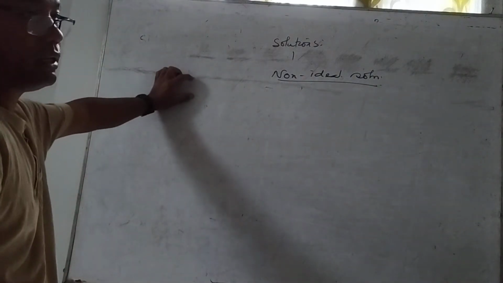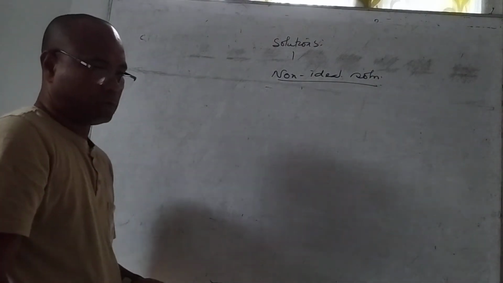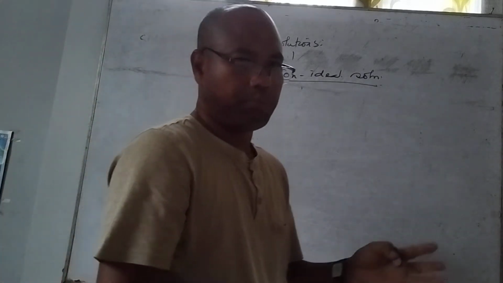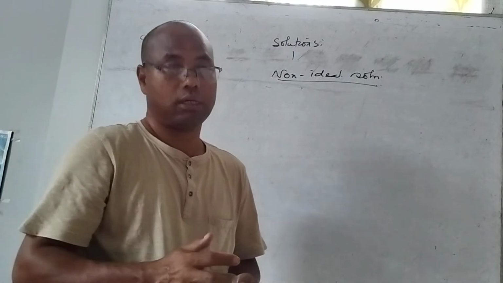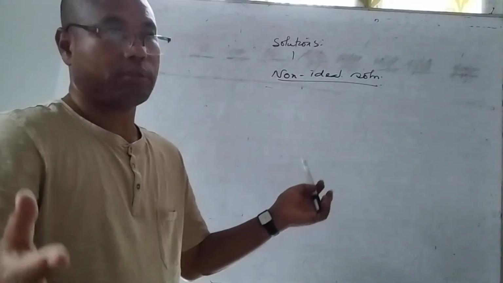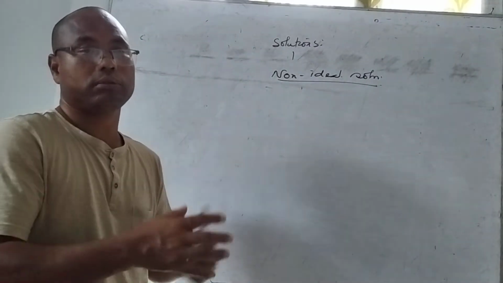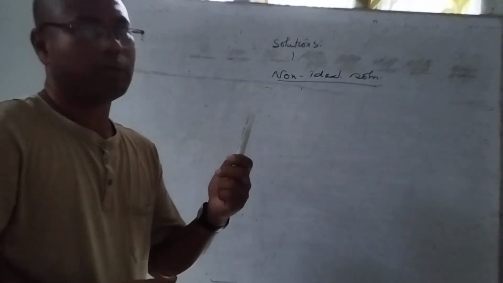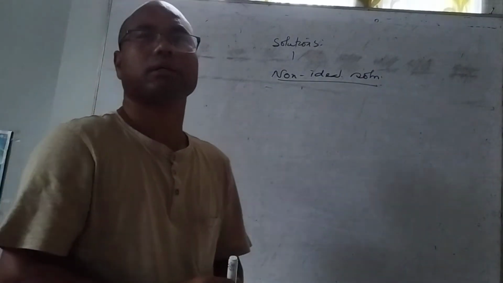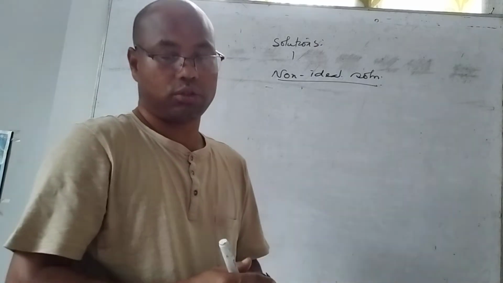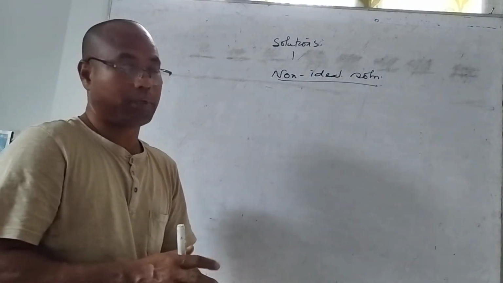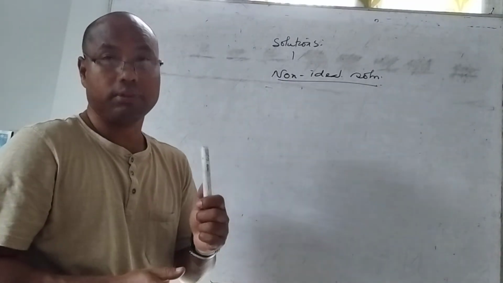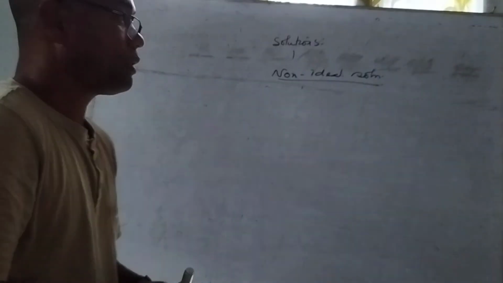Now we have the non-ideal solution here. Most of the solutions which we prepare belong to the non-ideal solutions. So 90% of the solutions are non-ideal. Only very few solutions are considered ideal, because ideality is very rare, but ideality should be there. It's very rare. You keep that in mind.